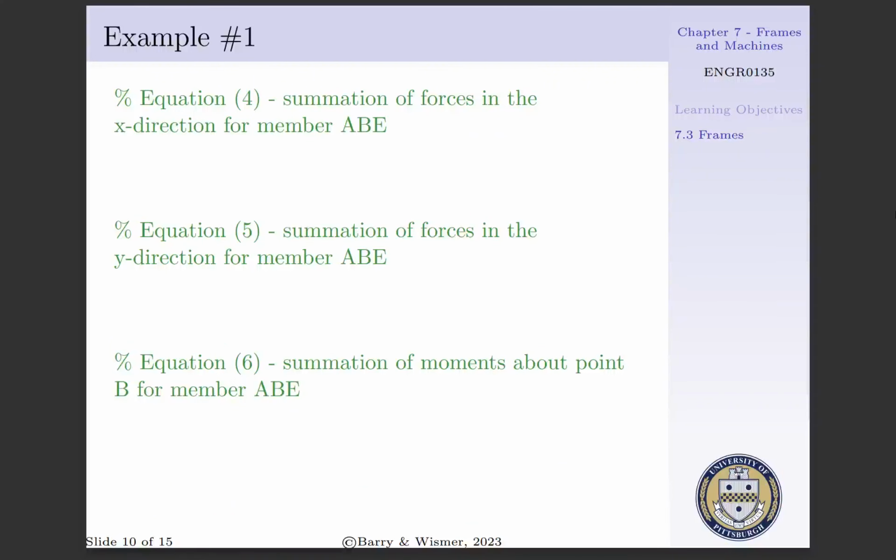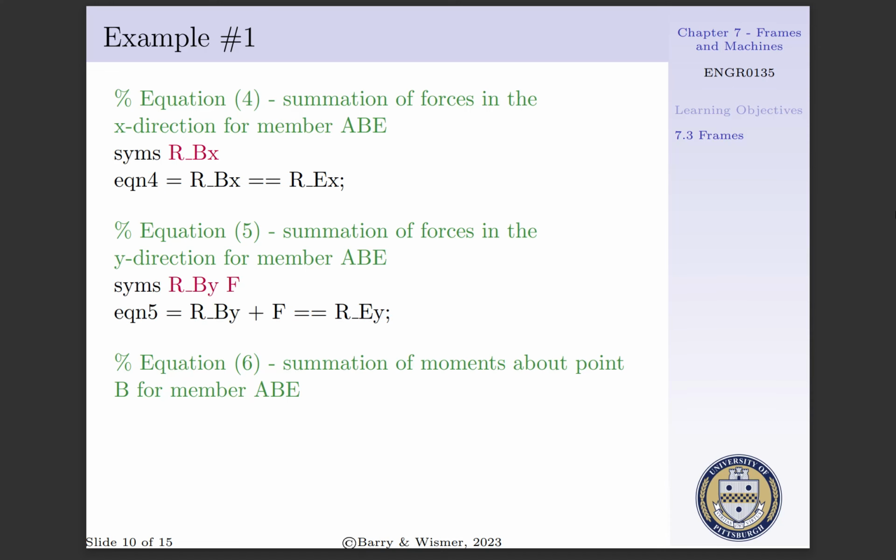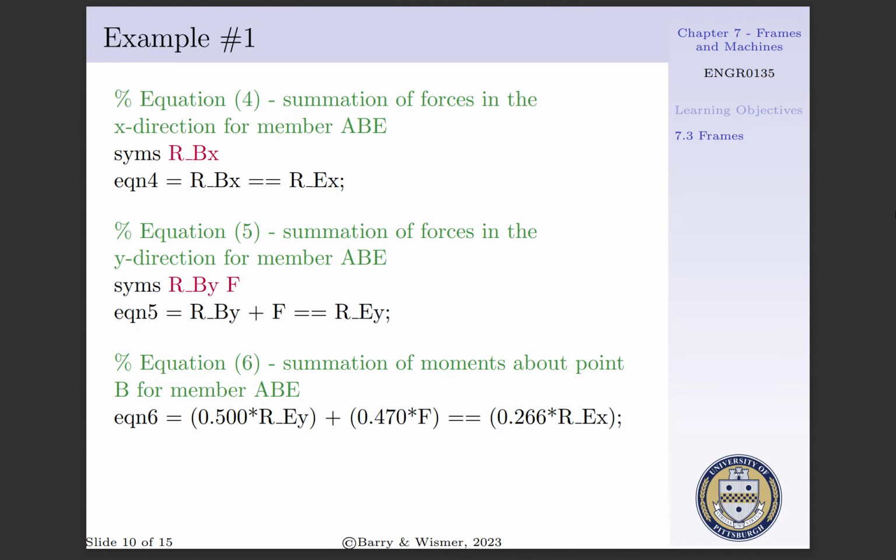Proceeding to equation 4, where we sum the forces in the x direction for member AB, we will define the symbol RBX, and equation 4 takes the form RBX is equal to REX. Equation 5 is the summation of forces in the y direction for member ABE, and we will define our symbol RBY and F. Equation 5 takes the form RBY plus F is equal to REY. Equation 6, which is the summation of moments about point B for member ABE, will be cast as equation 6 is equal to 0.5 times REY plus 0.470 times F is equal to 0.266 times REX.